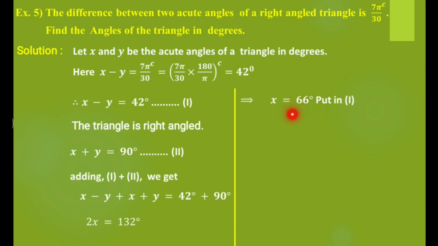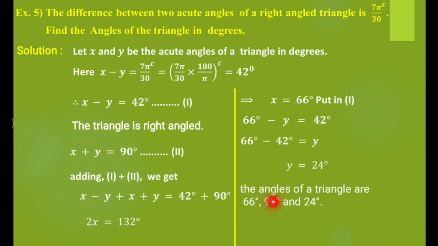Now we have to substitute this x equals to 66 degree in equation number 1 to obtain value of y. So we put in equation 1 x as 66 degree here. So we get here y is equals to 66 minus 42. When we transfer 42 to left hand side, we get here y is equals to 24 degree. So we write here the angles of the triangle are 66 degree, 90 degree and 24 degree.